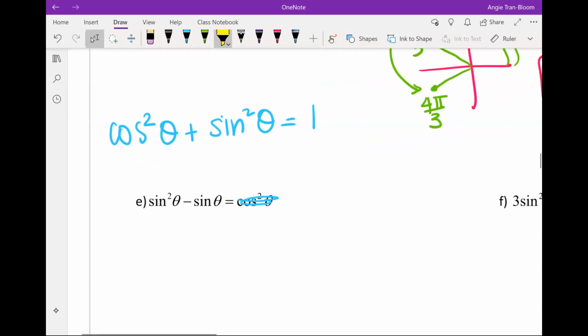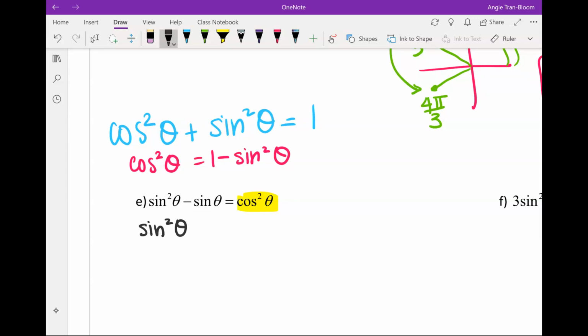So, oh, I did not mean to cross that out. So we want to take that out. If we take that out, that means we have to use our identity and solve for cosine squared. Cosine squared equals 1 minus sine squared, and substitute that in. Okay, so we would have sine squared of theta, we keep it, minus sine of theta equals 1 minus sine squared of theta. What do you want to do next?